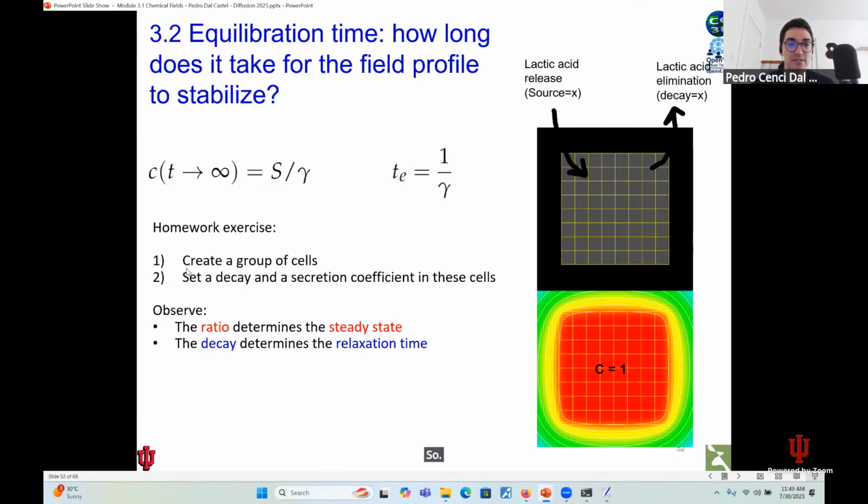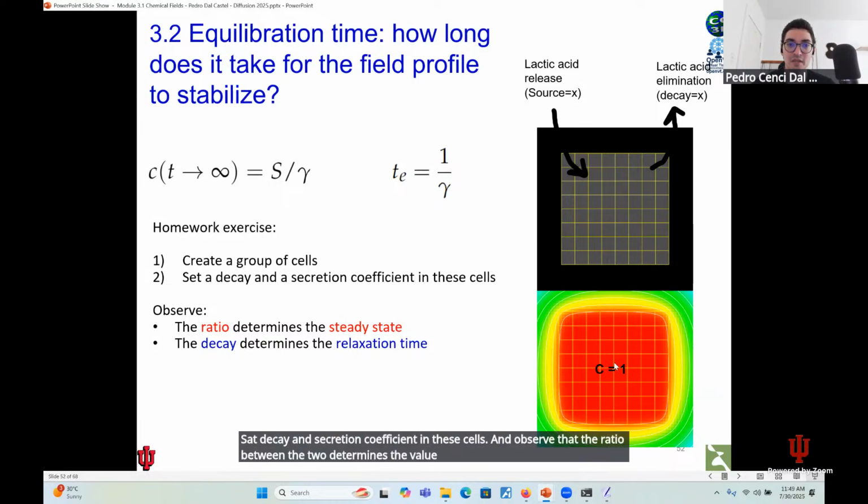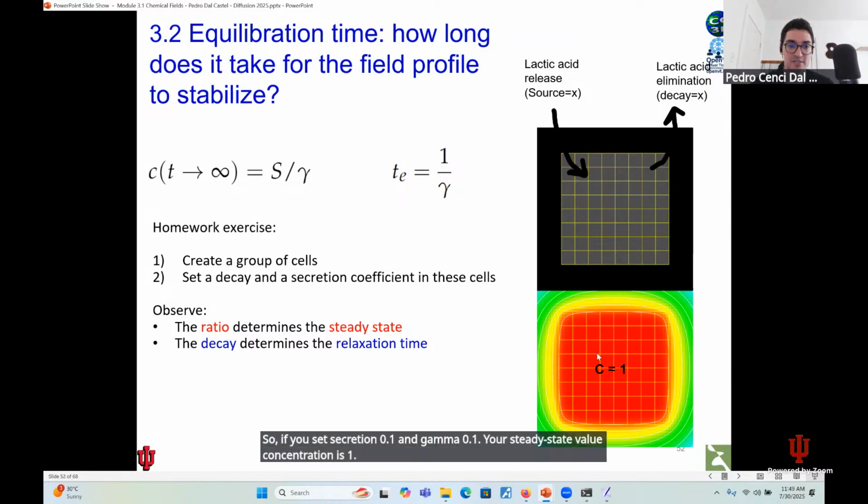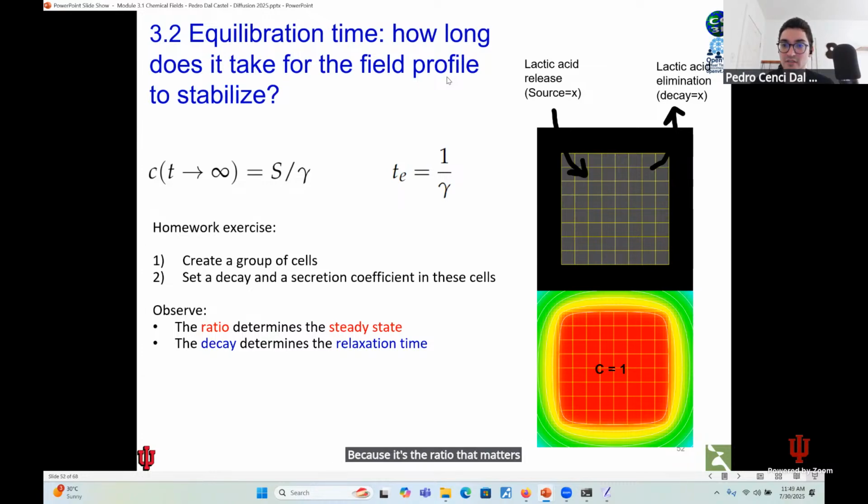So as a homework exercise, you can create a group of cells, set decay and secretion coefficient in these cells, and observe that the ratio between the two determines the value at steady state. So if you set secretion 0.1 and gamma 0.1, your steady state concentration is 1, because it's the ratio that matters, not the absolute values of both. So you can set, for example, 10 and 10, and the steady state is still the same, but because your gamma parameter is higher, your decay is higher, it equilibrates faster.